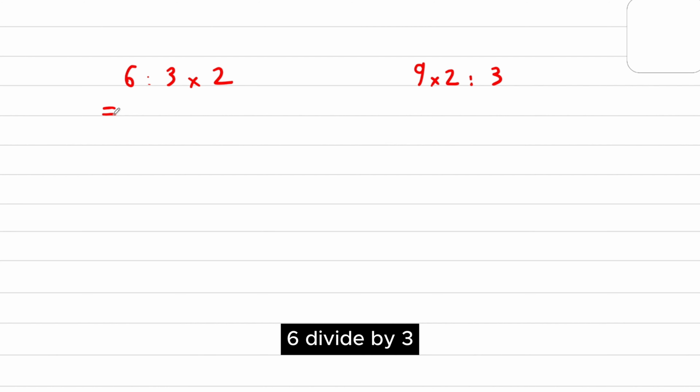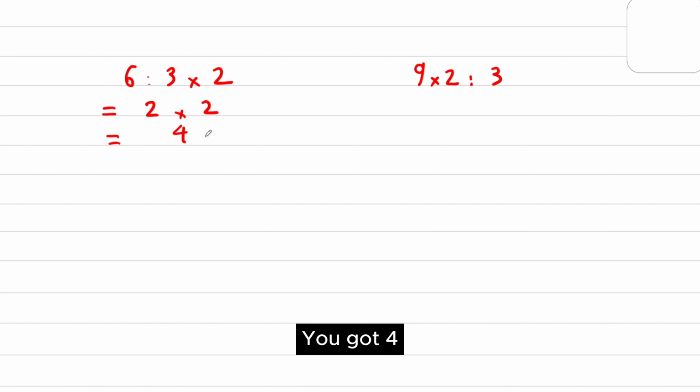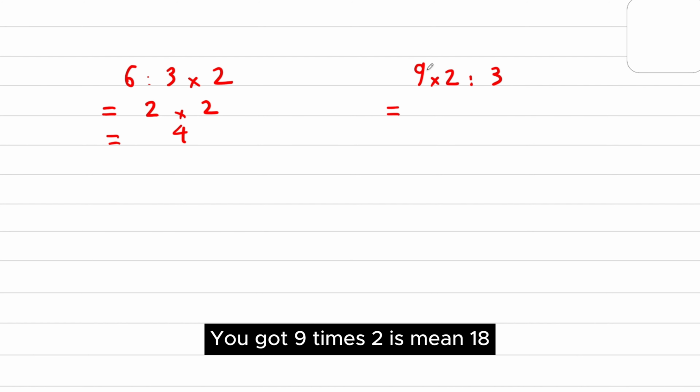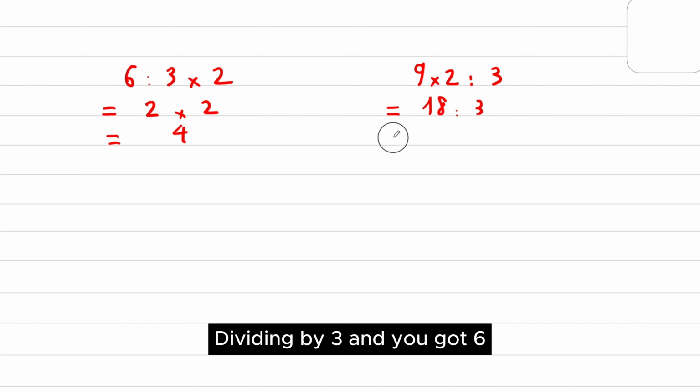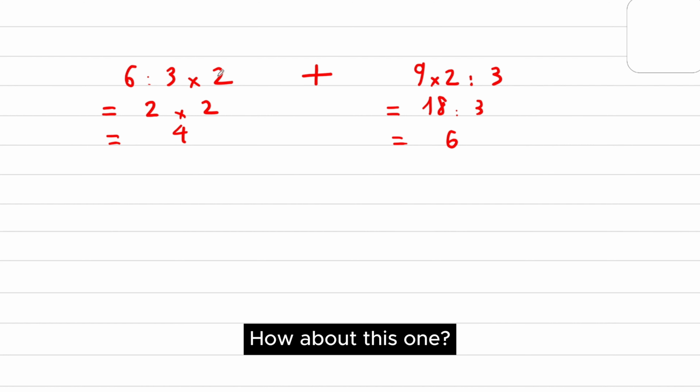6 divided by 3, I will take it first. You got 2, and times 2, you got 4. Another example: 9 times 2 is 18, divided by 3, and you got 6. And I want to give you another harder exercise like this. How about this one?